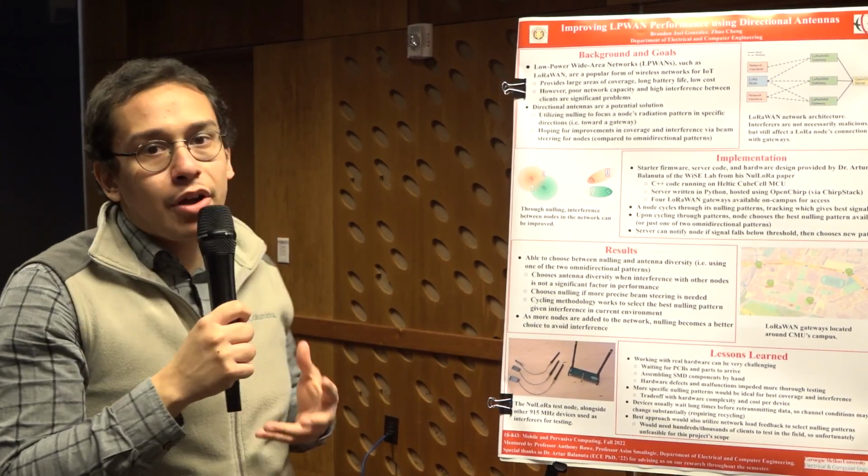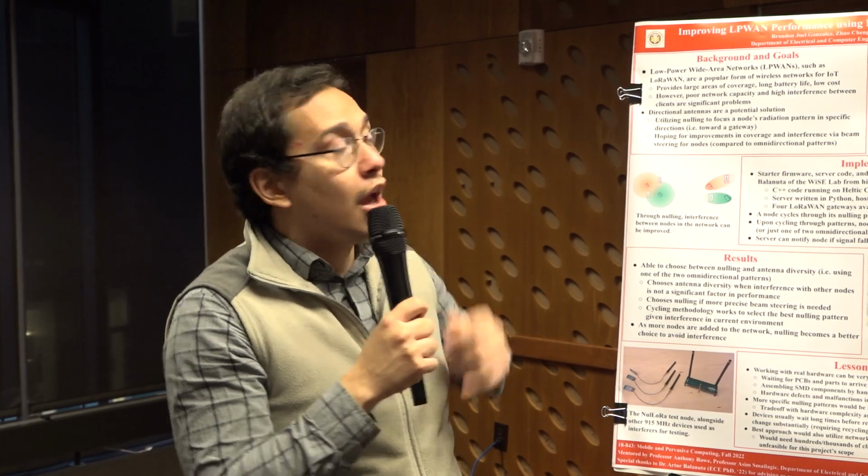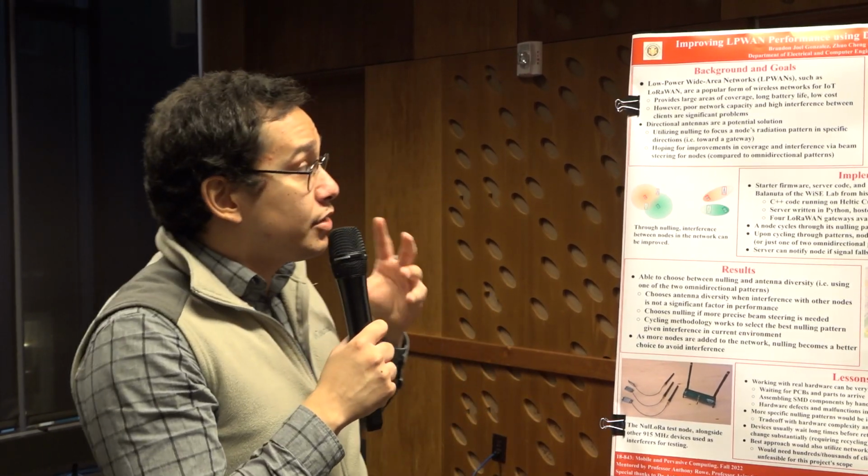For some background about this project, what is an LPWAN? It's a low power wide area network, such as LoRaWAN. That's a very popular one and the one that we use for this project. It is used as a popular form of wireless network for IoT, the Internet of Things.